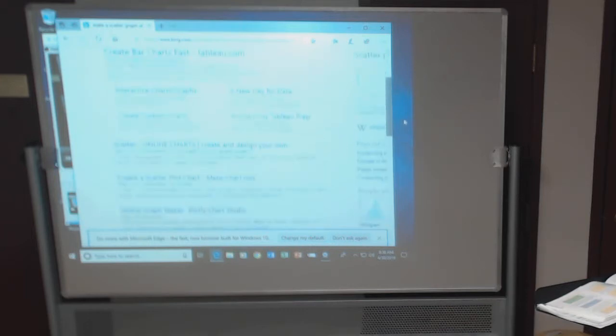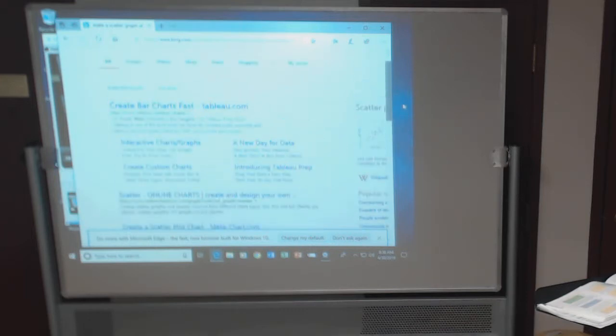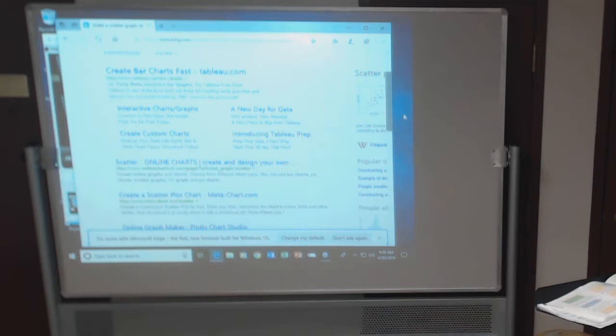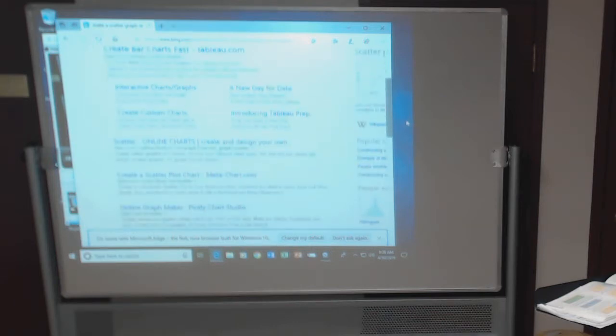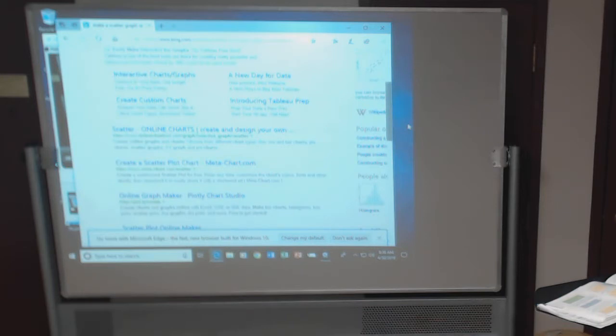Okay, now see all my choices here? Create a scatter plot chart. You mean to say that chart we made on the whiteboard the other day, you could have gone to the internet? Did any of you do this for your scatter plots, for your assignment, that you went to the internet and found a place where it would actually do them for you? No, I just didn't. You just did them. It wasn't that much trouble.